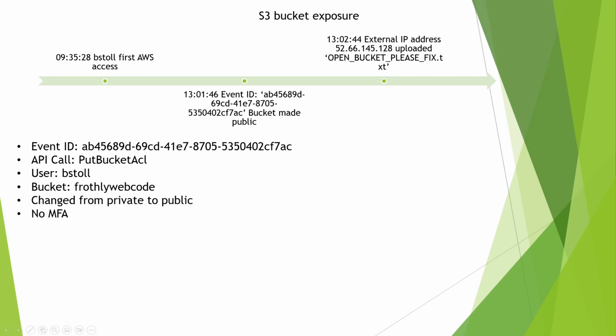The next 3 slides focus on the S3 bucket exposure, where at 1:01:46 p.m. bstol executed the put-bucket-acl API command, which made the S3 webcode bucket publicly accessible. The event ID, seen here, marks the start of the incident, which is used by Tier 1 analysts for reference later on. Upon further investigation, the put-bucket-acl API call was executed without multi-factor authentication, linking to the previous slide surrounding the risk of no multi-factor authentication enforcement.